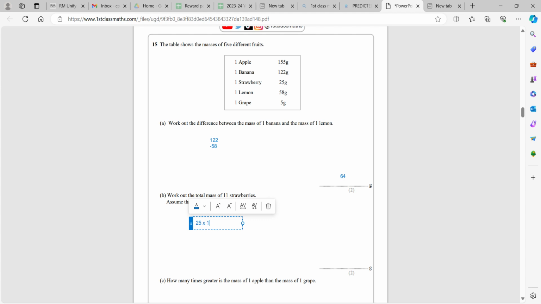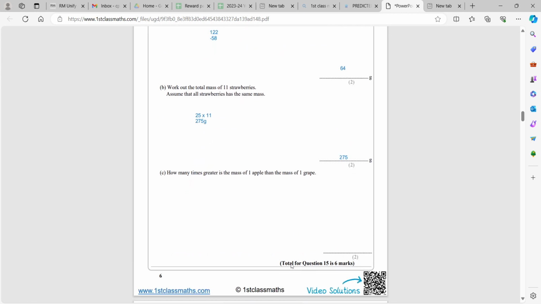and it wants 11. So we need to be indicating that we're multiplying that. Now 25 times 10 gives me 250, plus another 25 gives me 275. And again, you can work that out writing it down. You don't have to do it in your head. This is non-calculator, so it'd be good if you've got evidence of multiplying them up.